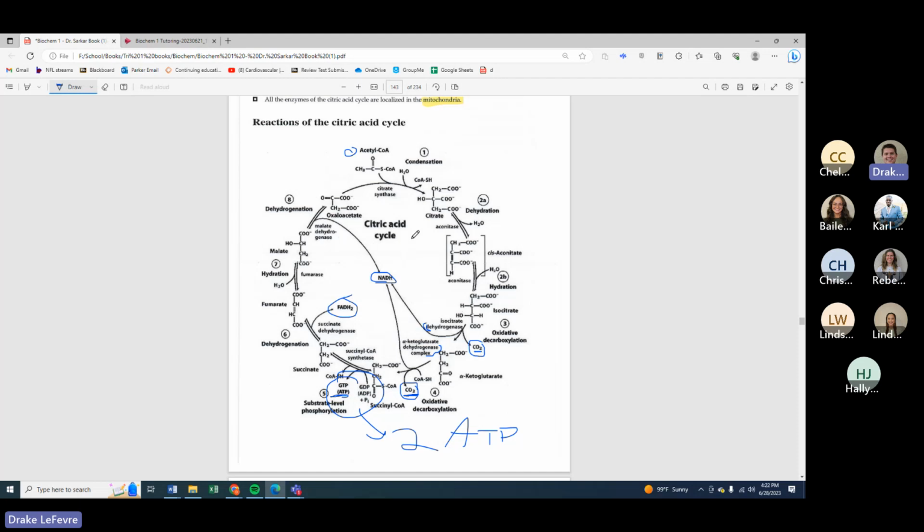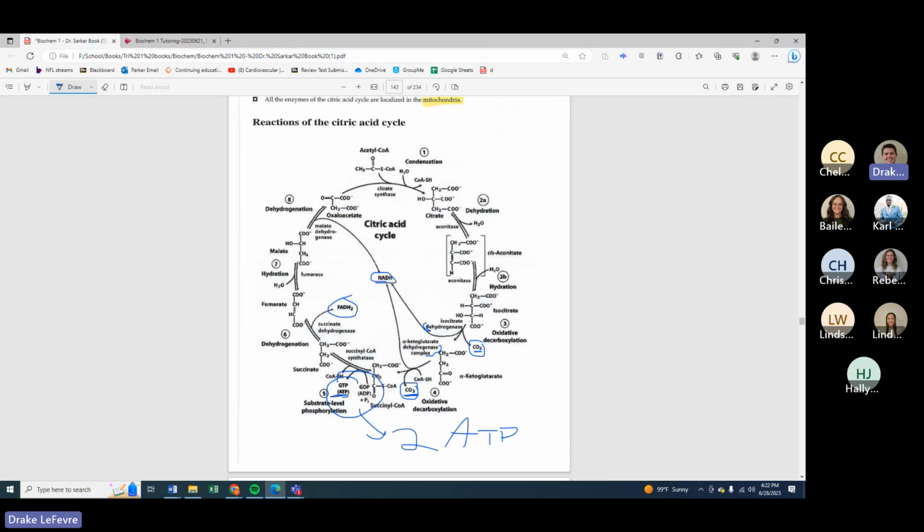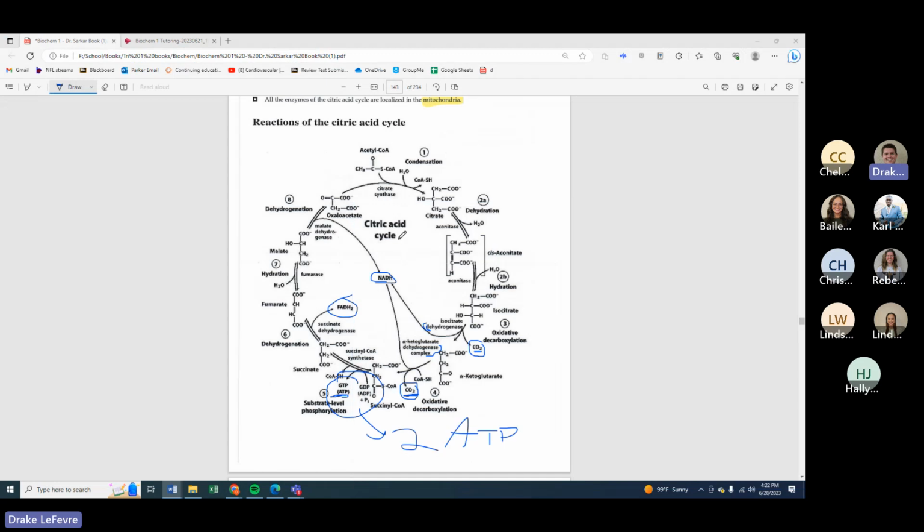So there's a lot, like I said in the YouTube video that I recorded, there's a lot of different tidbits within this whole cycle that you need to remember where stuff happens. So if you can remember well the order of the intermediates first, which is that mnemonic, the couples cuddle insanely often after special sex for marriage obligations. If you can remember this, it's a good start, because then our next step is enzymes.